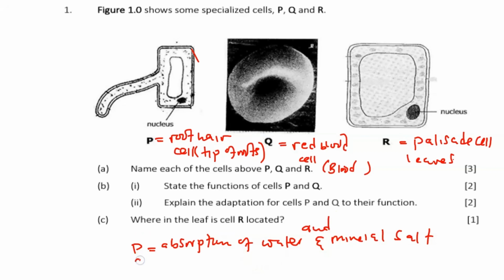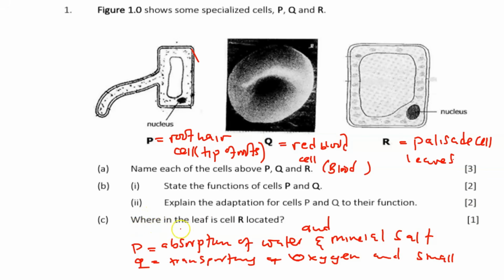Then what about Q? Is it Q? Yes. What about Q? This one is transporting of oxygen and a small amount of carbon dioxide. That is the function. Okay, B we are done.